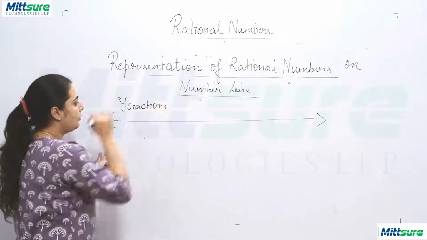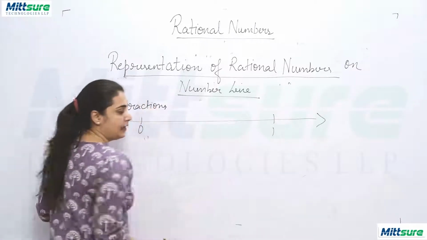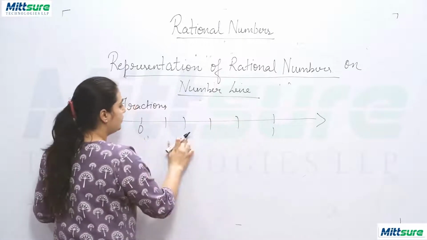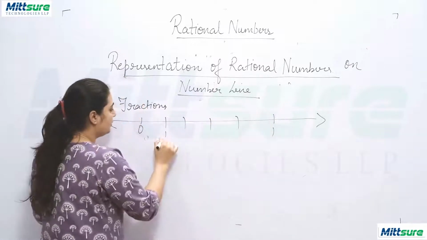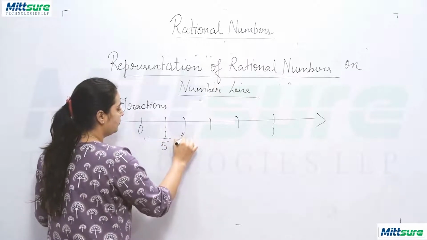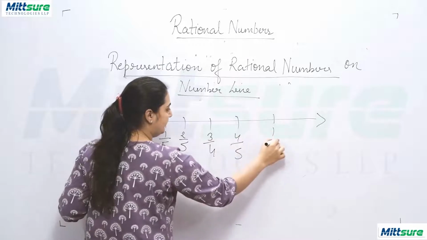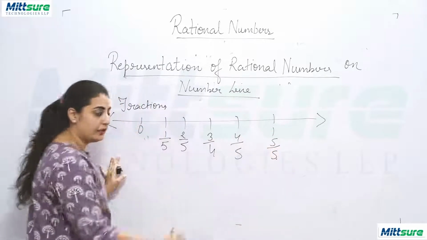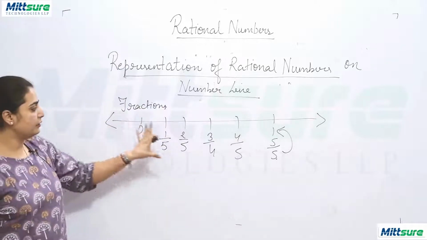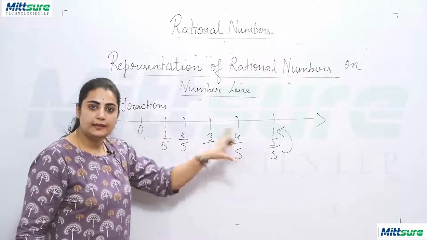Okay, so what I used to do, suppose this is 0 and this is 1. I used to divide it into 5 equal parts: 1, 2, 3, 4 and 5. So this is 1 upon 5, 2 upon 5, 3 upon 5, 4 upon 5, and that is 5 upon 5. So your result will be 1. Can you all try to recall that this was the representation of a fraction on the number line?